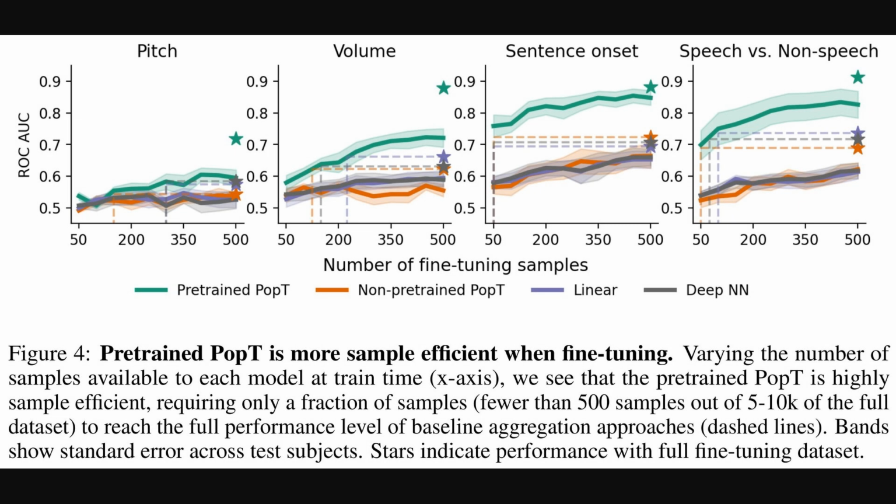So beyond just the overall better performance, this next figure really highlights another key advantage: how sample efficient the pre-trained population transformer is. We're looking at how performance, measured by ROC-AUC on the vertical axis, improves as we give the models more training examples. That's the number of fine-tuning samples on the horizontal axis for those audio-linguistic tasks. Fine-tuning, by the way, is when we take a model that's already learned general patterns and adapt it to a new specific job. And you can clearly see the green line for pre-trained population transformer gets to really good scores much faster with way fewer samples than the others.